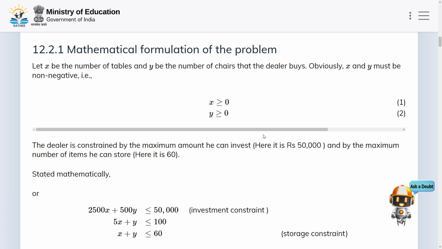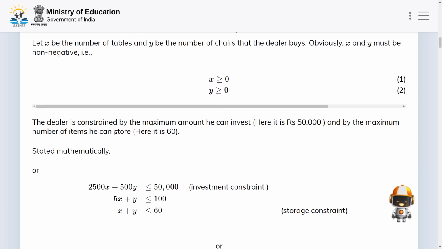Obviously x and y must be non-negative, as you cannot have negative numbers of tables and negative numbers of chairs. Either you can have no tables or no chairs, or some number of tables, some number of chairs. This gives you the mathematical inequality which says that x must be greater than or equal to 0 and y is also greater than or equal to 0. Clear? I hope that it is clear.